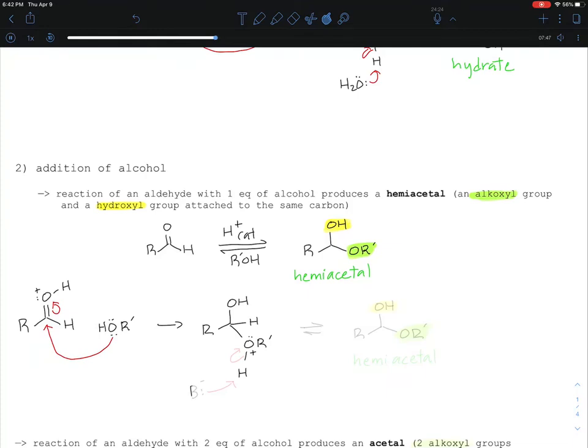Our conjugate base can come in, because remember, this is catalytic in acid. We have to get the acid back again. I'm going to dump the electrons onto the oxygen, and we get our hemiacetal.